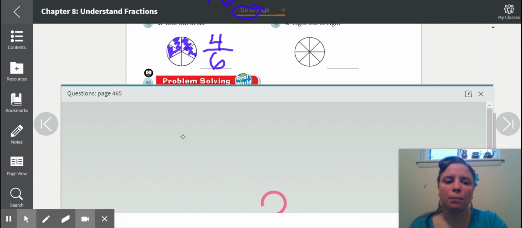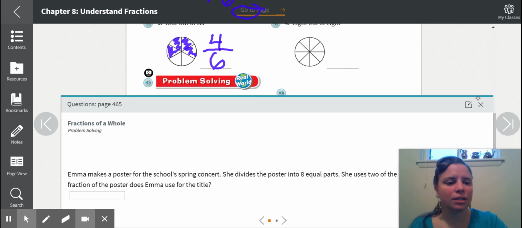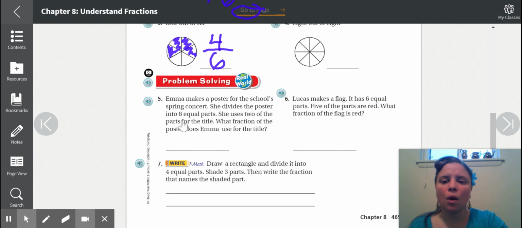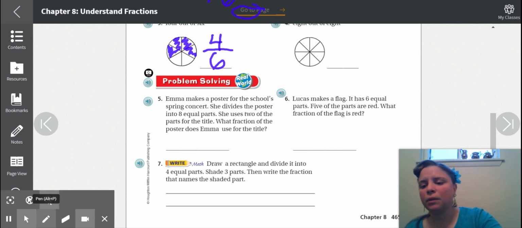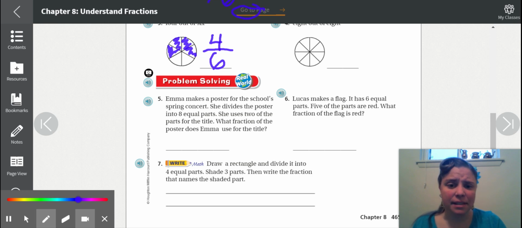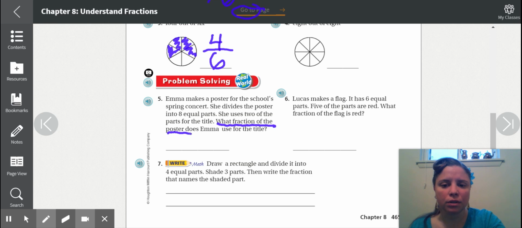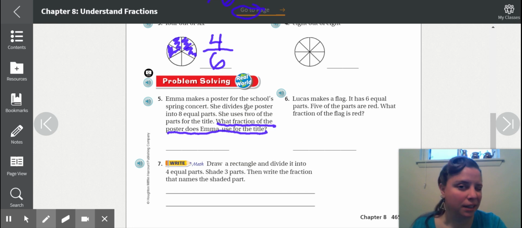What fraction of the poster, just like in class, always pops up. What fraction of the poster does Emma use for the title? So here it's asking us to find what fraction of the poster does Emma use for the title? All right, so we know she makes a poster and she divides the poster into how many equal parts? That's right, into 8. So that is our whole.